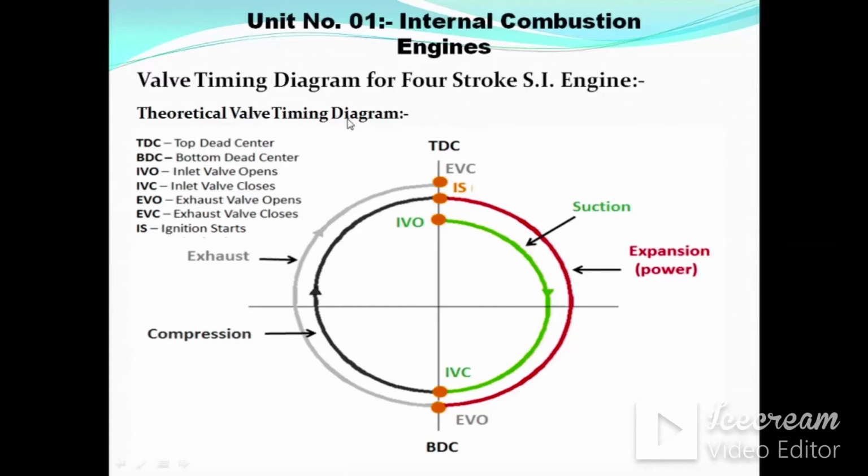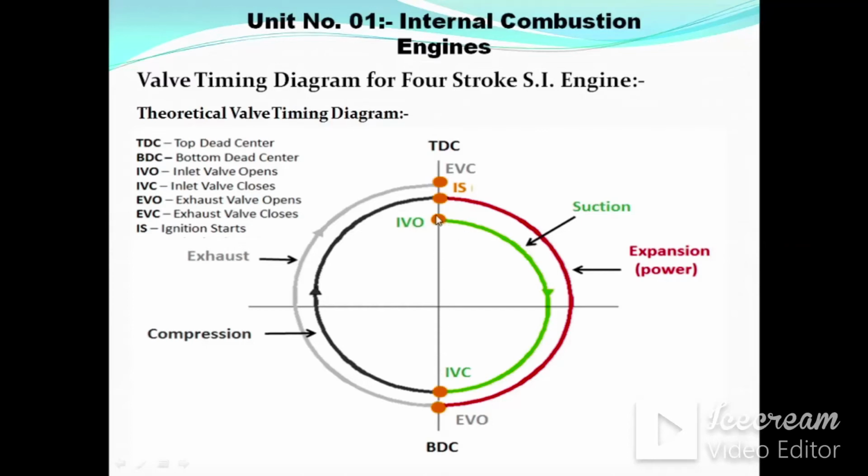We know that four strokes occur in the cylinder of the engine: the suction stroke, after that the compression stroke, next the expansion or power stroke, and last the exhaust stroke. In the theoretical diagram, these strokes are completed when the crank rotates exactly 180 degrees. For that purpose, this diagram is called the theoretical valve timing diagram. This diagram starts from this yellow point. At this point, the inlet valve is open. Due to the inlet valve opening, the piston moves from TDC to BDC.